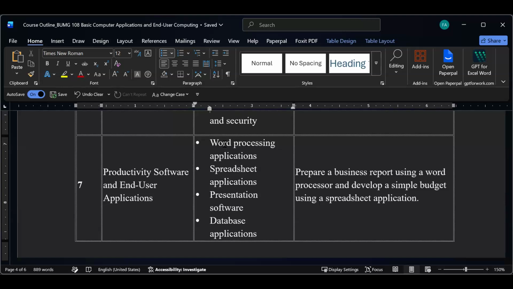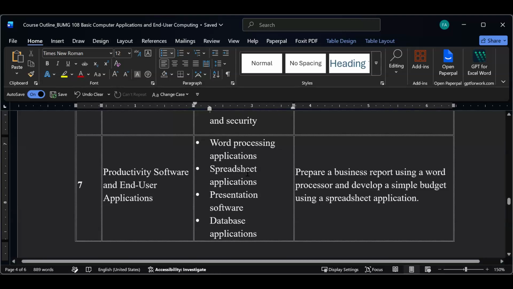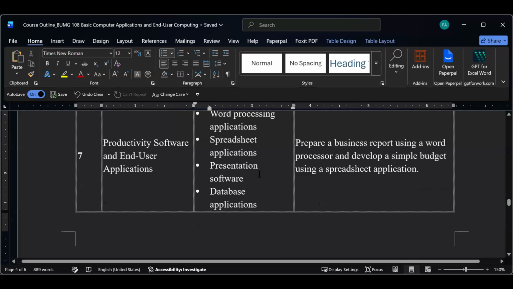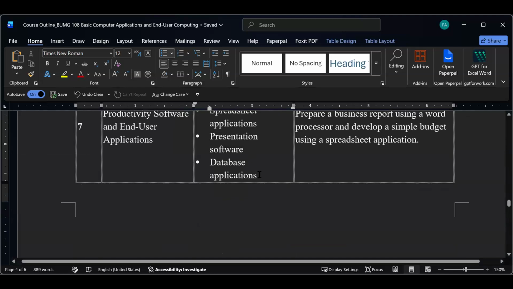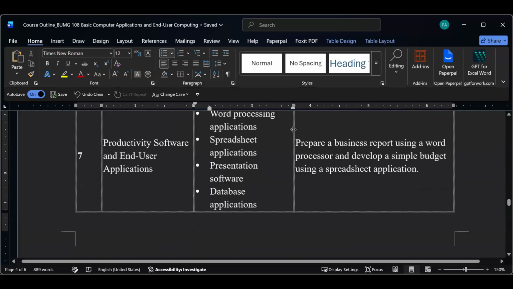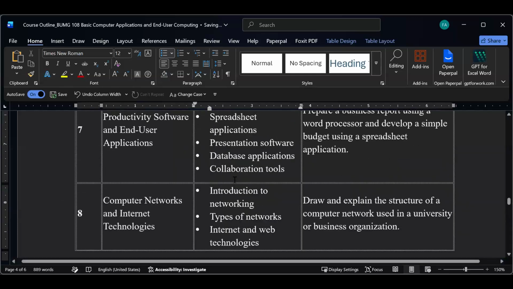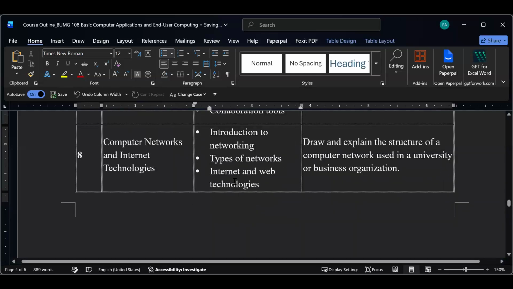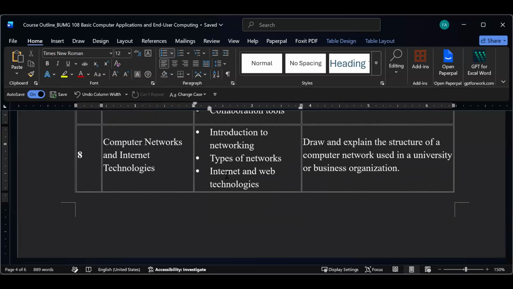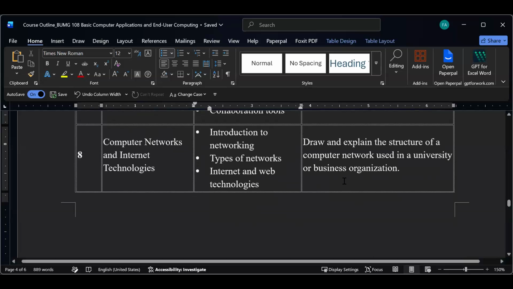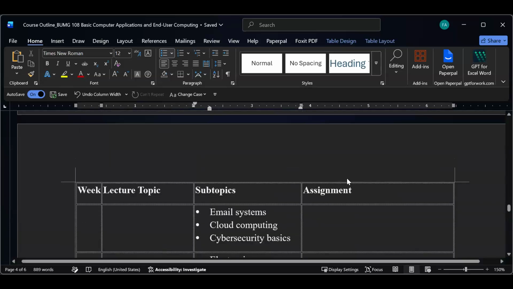This is basic. So look at some basic applications, use of Excel, then presentation software, and PowerPoint software from Microsoft. We're going to use Microsoft software because that is what is available. There are several types of them, but in Ghana, most organizations are using Microsoft. If you have an iOS tool, the differences are not much. So you have to draw and explain the structure of a computer network using a university or any big business organization.